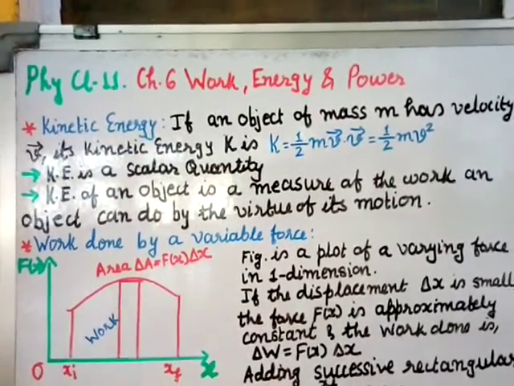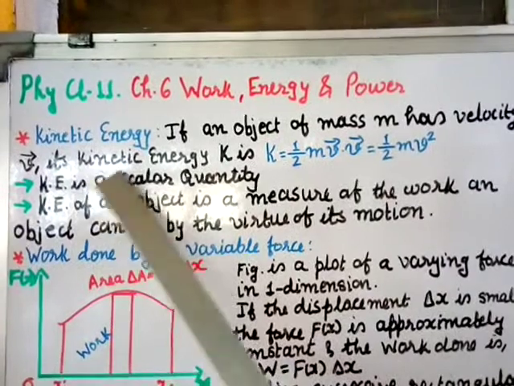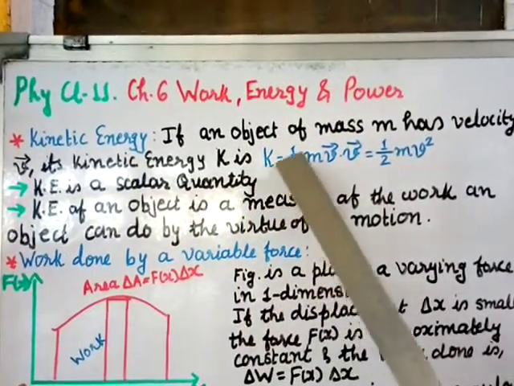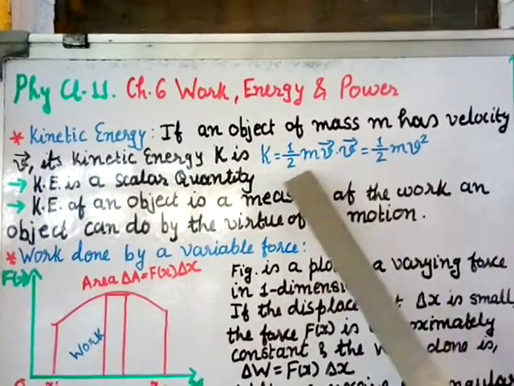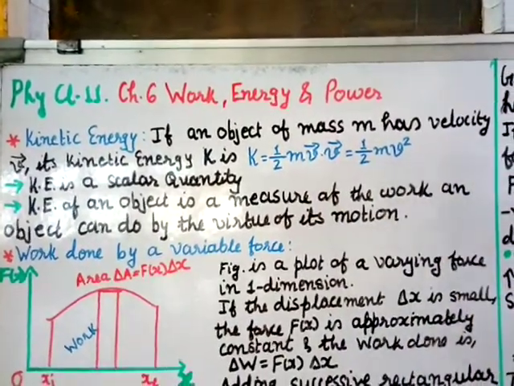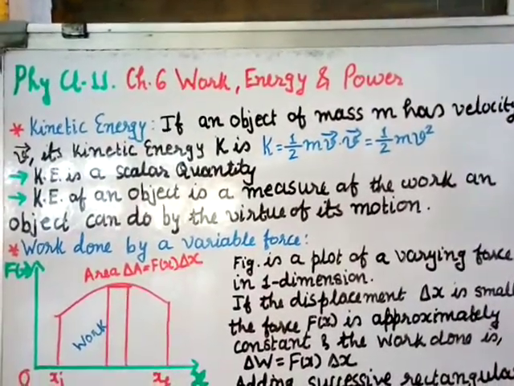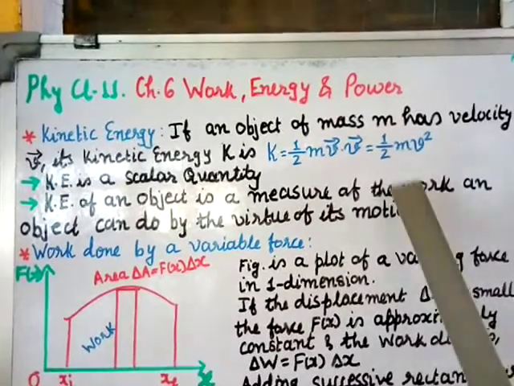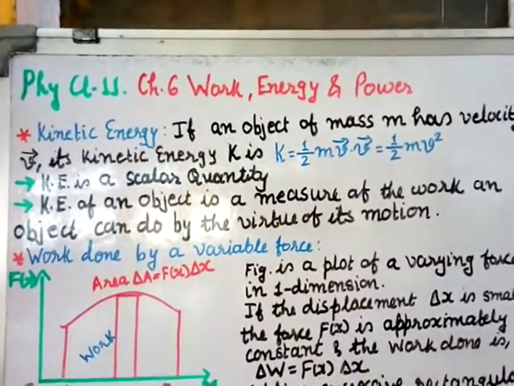Kinetic energy. If an object of mass m has velocity v, its kinetic energy K is K equals 1/2 m v dot v, and v dot v is given as v squared. So for any object of mass m with velocity v, the kinetic energy is given by 1/2 m v squared. Kinetic energy is a scalar quantity.